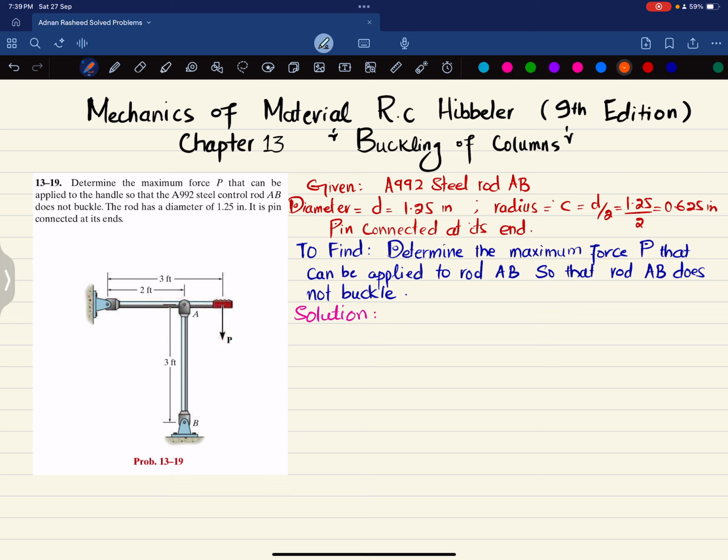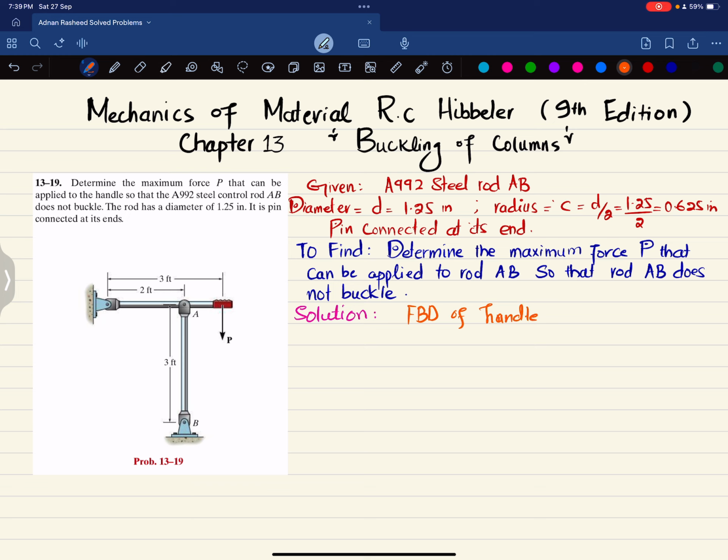So let's start with the solution. From this figure you can see that when you apply this load, it will cause compression in this rod. As a result, if you take this handle and draw the free body diagram, the load offered by this member AB on this handle will be upward. So we will draw the free body diagram of the handle.